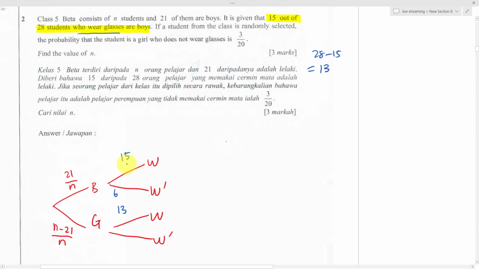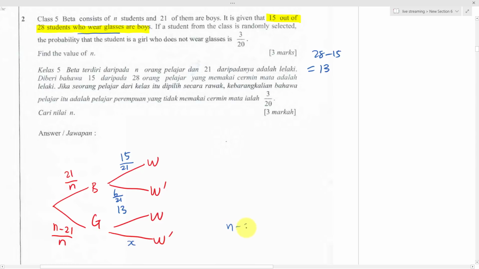Alright, and then this one, if you ask me about the probability, it will be over 21. This one also over 21 because you have 21 boys. Then for the girls here, over here we have one more sentence. They say the probability that the student is a girl who does not wear glasses is 3 out of 20. So if I take girl and does not wear glasses, this one I call it x.